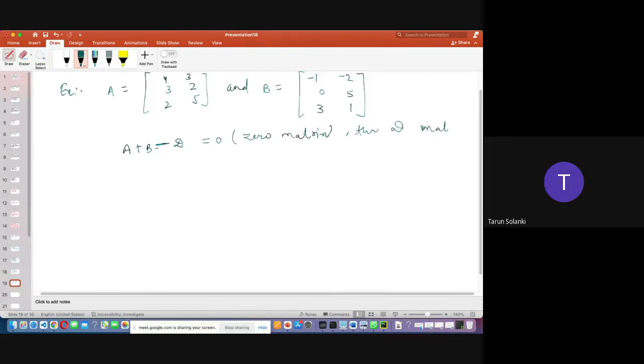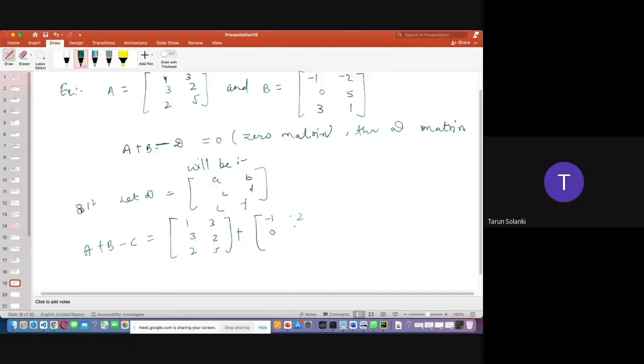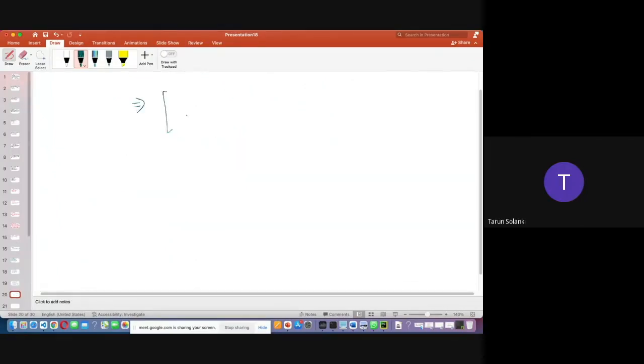Then find D matrix. So solving, let D is A, B, C, D, E, and F, right? So A plus B minus D, which will be 1, 3, 2, 3, 2, 5 plus minus 1, minus 2, 0, 5, 3, 1, minus A, B, C, D, E, F. Right? So you can write 1 minus 1 minus A, 3 minus 2 minus B, 2 plus 0 minus C, 3 plus 5 minus D, 2 plus 3 minus E, 5 plus 1 minus F. So all this becomes 0, 0, 0, 0, 0, 0.